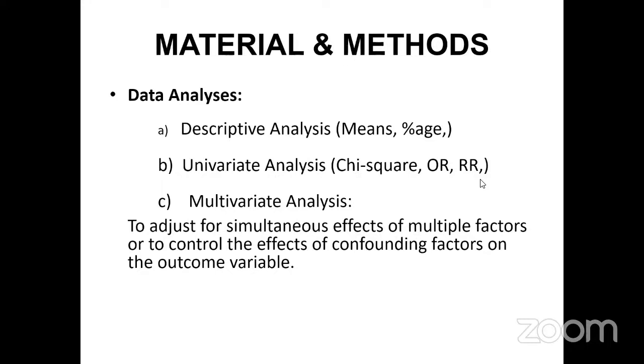If you have a cohort study, then you will have the relative risk. If you have a case control study, you can have the odds ratio. Chi-square can be applied in both groups. And multivariate analysis you can do if you have many variables together and you want to find out their effect on the outcome.